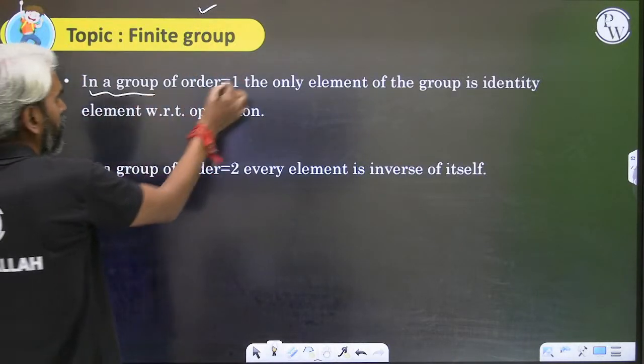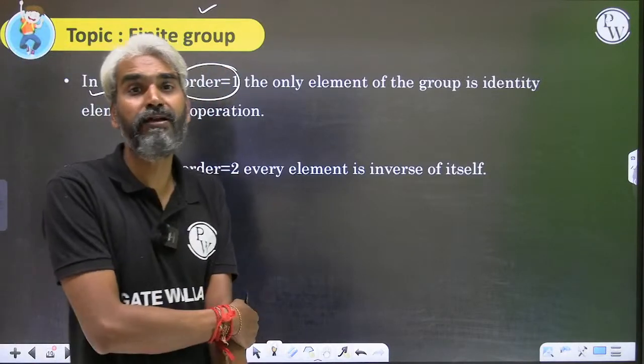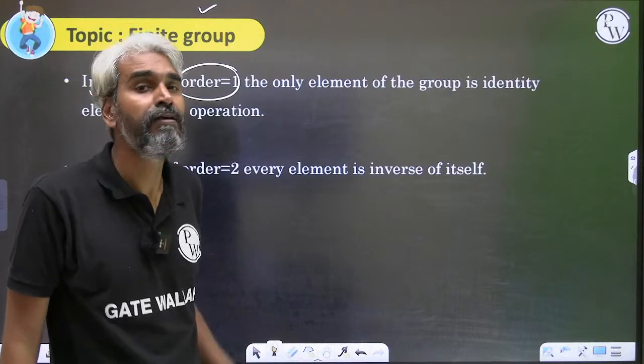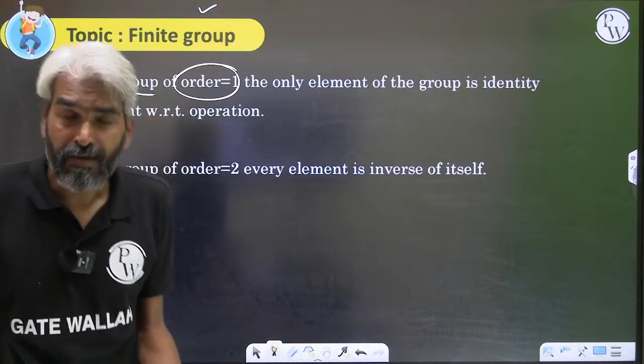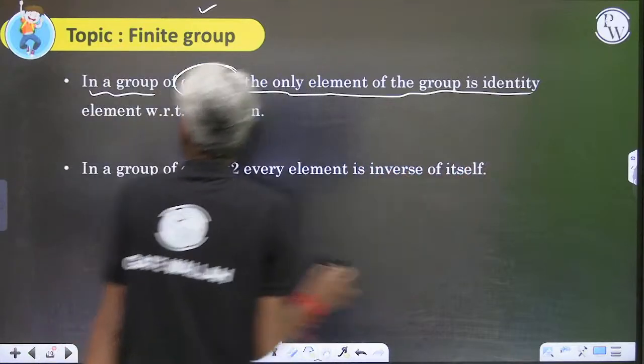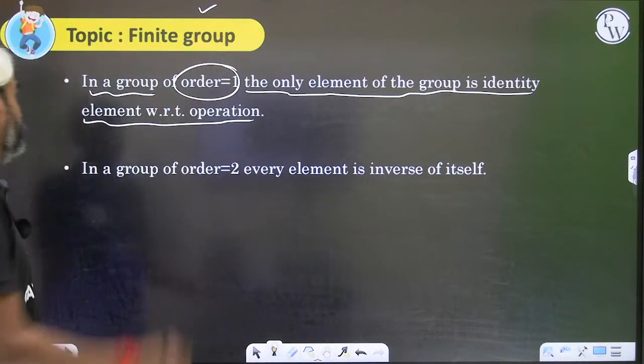In a group of order 1, if there is only one element in the set, then it is guaranteed that that element will be the identity element, because if the identity element itself is missing, then it can never become a group. So in a group of order 1, the only element of the group is the identity element with respect to that binary operation. So simple statement.